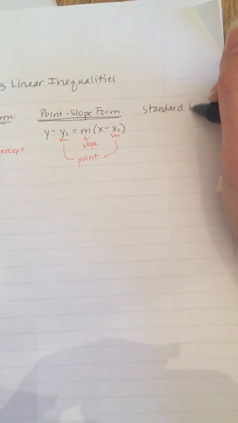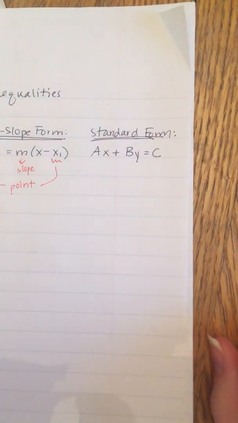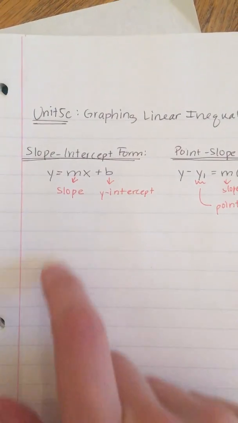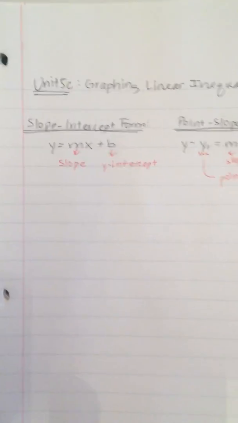Okay, and then the last one is your standard form. We don't really like this one too much because it doesn't tell us anything. It is just ax + by = c. Whenever something's written in standard form, we usually want to rewrite it in slope-intercept form. We solve for y. This way you automatically know what the slope is and what the y-intercept is.